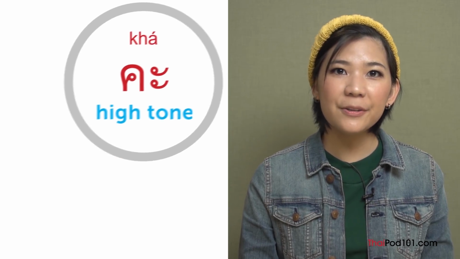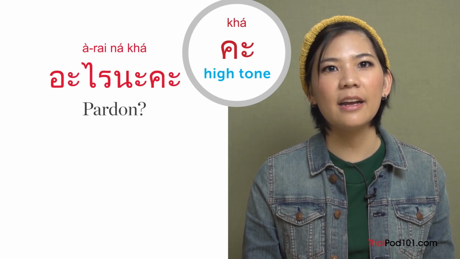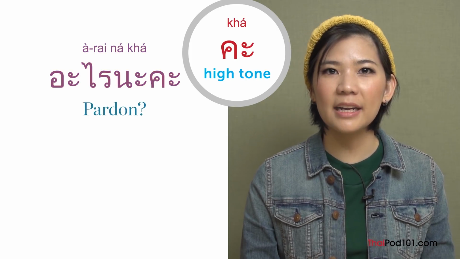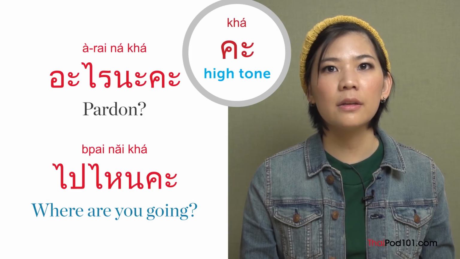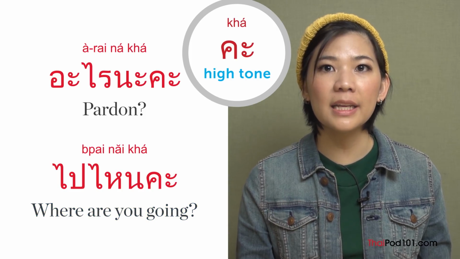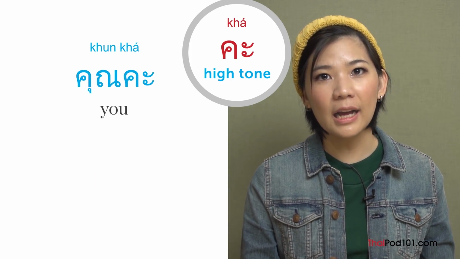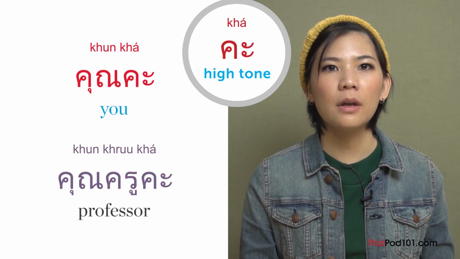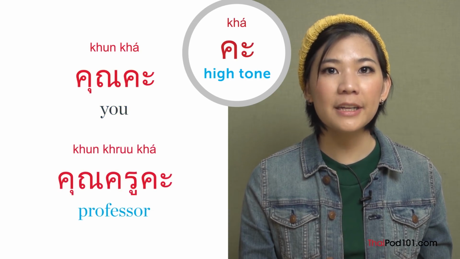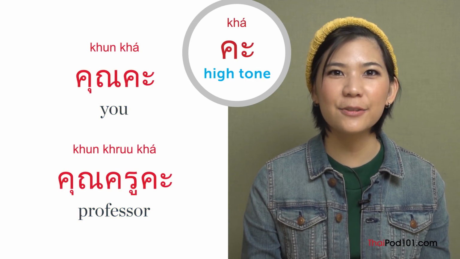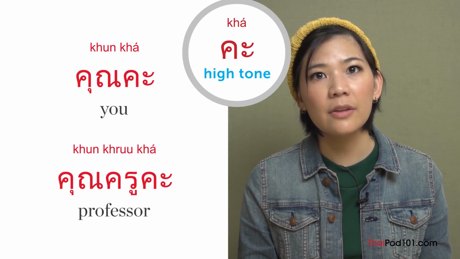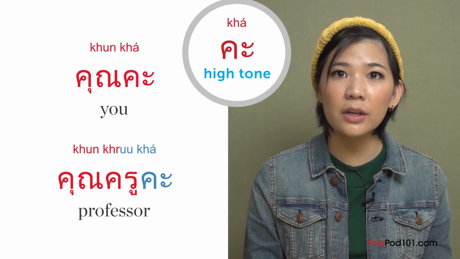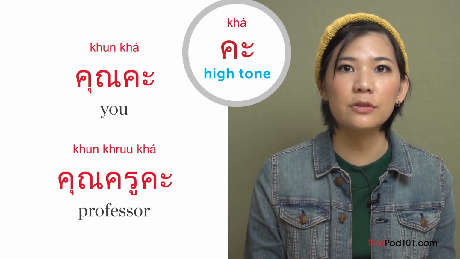Ka can be used in sentences like อะไรนะคะ Pardon? ไปไหนคะ Where are you going? Or when calling someone formally like คุณคะ You. คุณครูคะ Professor. This is extremely important in writing, as if used wrongly, the reader might presume that you are not competent in the language.